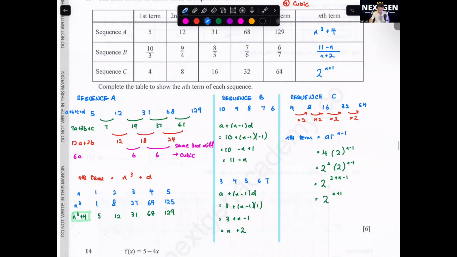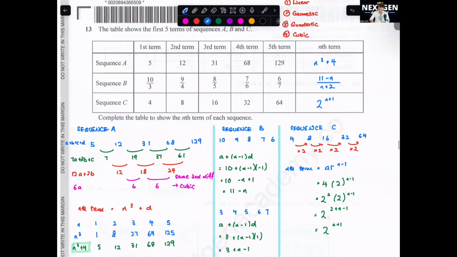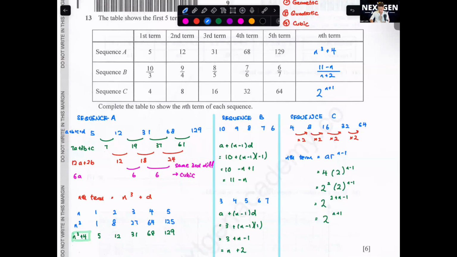You don't get the n and n square part. Where got n and n square? I didn't write any n or n square. So like what I said, cubic normally won't come out n and n square. So just put it aside. Just keep it simple. Normally, they will just test you n cube plus a constant.